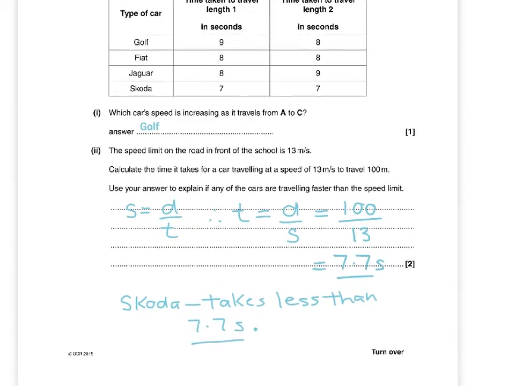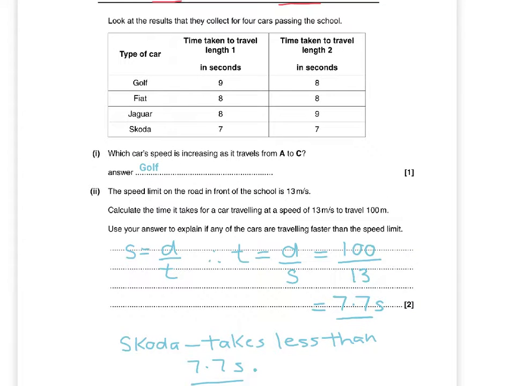So scrolling down to find out what we've got to do. Which car's speed is increasing as it travels from A to C? Well, what we're looking for is a change in the time, so we're looking for the time to get shorter. So here we have our Golf. It takes 9 seconds to travel the first 100 meters and then 8 seconds, which is faster. So therefore, this is the car that is accelerating. So our answer for this question is Golf.